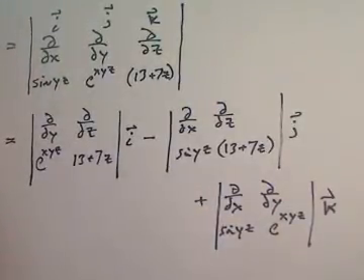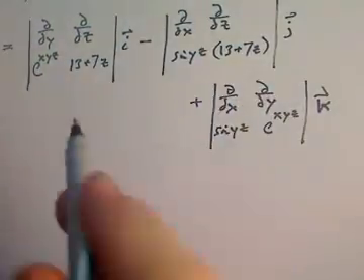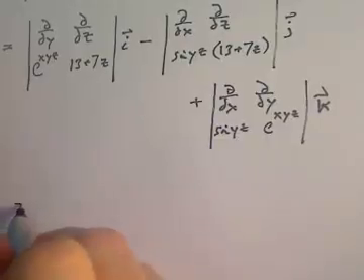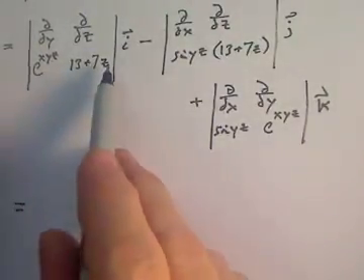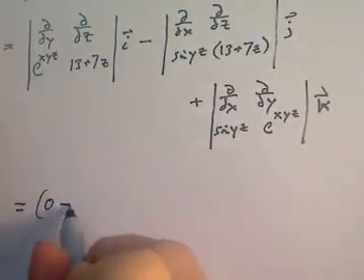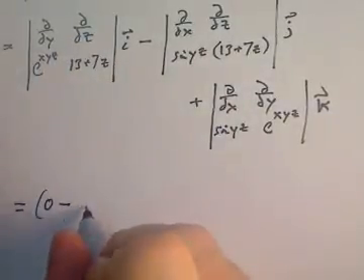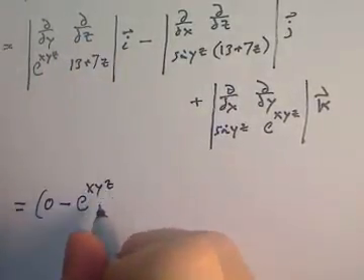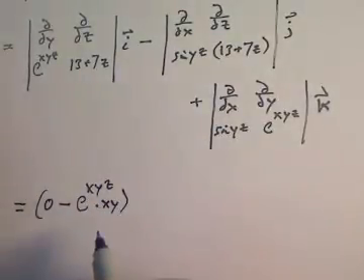Now we just apply these across the diagonals. So this first one here, I'm going to have partial with respect to y of 13 plus 7z. There's no y's in it. That's going to give me a 0. Minus, then partial with respect to z of e^(xyz) is e^(xyz) times xy. Remember, we have to use a chain rule on that.